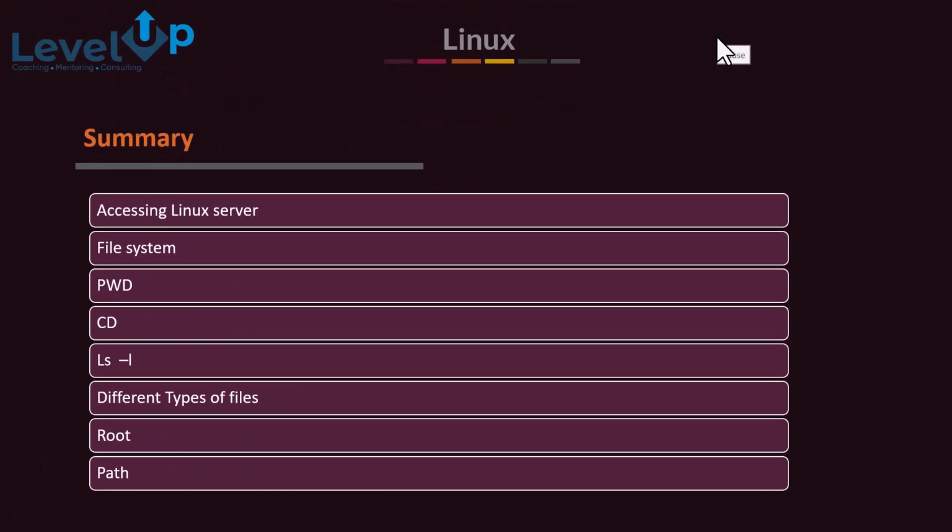Now let's look into the summary of what we have discussed till now. First, we understood how to access a Linux server. We can access it through PuTTY or command prompt on Windows, or MobaXterm. With any SSH client, we can access a Linux server. Second, we understood the file system of Linux and how the files are organized. The file systems used in Linux are ext3, ext4 or xfs. Now we understood the importance of the PWD command.